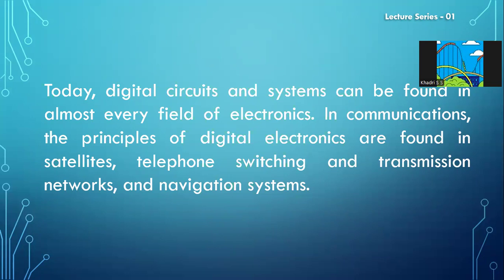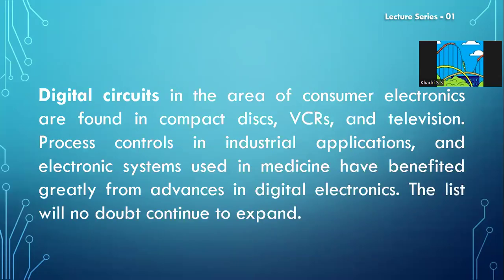In the later years we used some manual gaming systems for older TVs, right? At that time we used remote control. That is called a navigation system here. So digital circuits in the area of consumer electronics are found in compact discs, VCRs, and televisions. Process controls in industrial applications and electronic systems used in medicine have benefited greatly from the advances in digital electronics. The list will no doubt continue to expand.